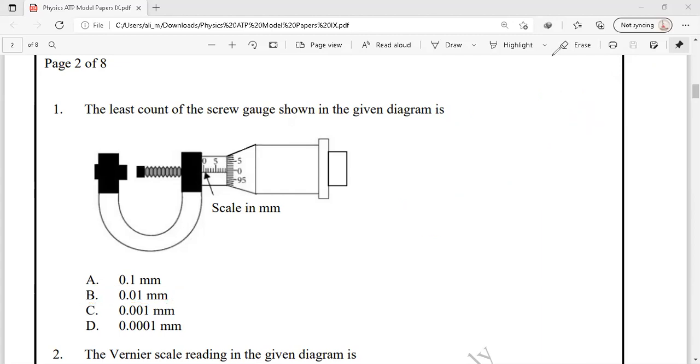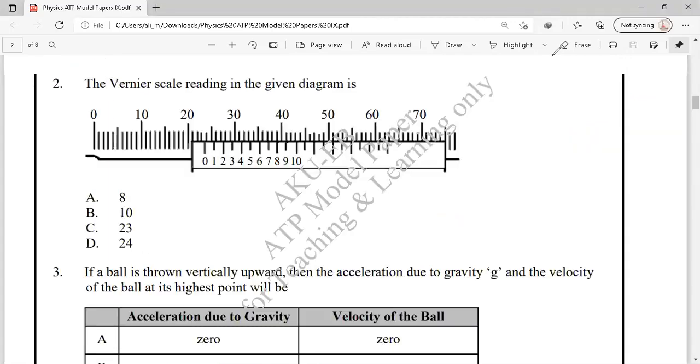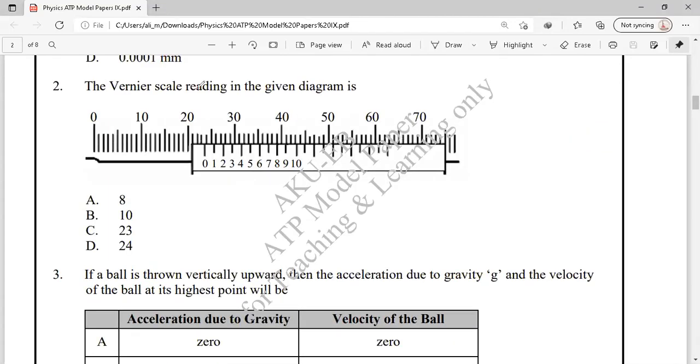Let's come to our question number 2. And this is our question number 2, in which we have a diagram of a vernier caliper, and we have to identify the vernier scale reading. So this is known as the vernier scale. The vernier scale reading is the one in which that line matches with the line on the main scale. Let's see the line number 8 and 10.